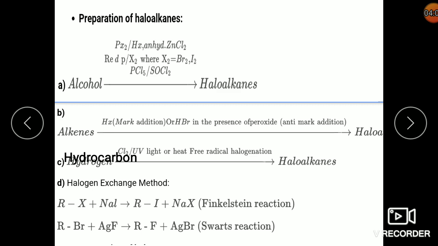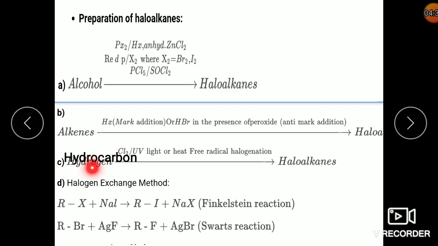The next preparation is from alkene. From alkene you can get haloalkane by the process of Markovnikov addition and anti-Markovnikov addition. In class 11 we studied it in detail, hope you remember that. So if you apply Markovnikov and anti-Markovnikov addition on alkene by reacting it with HBr or HX, then you might get haloalkane.